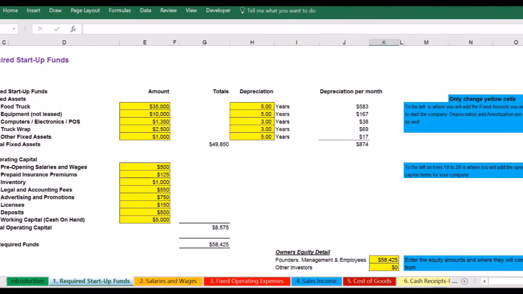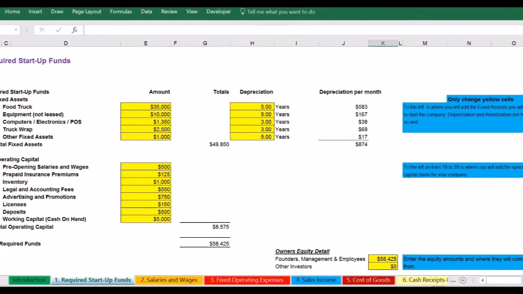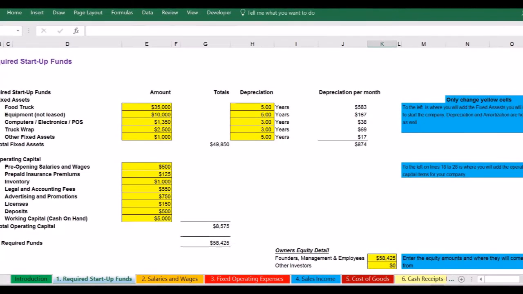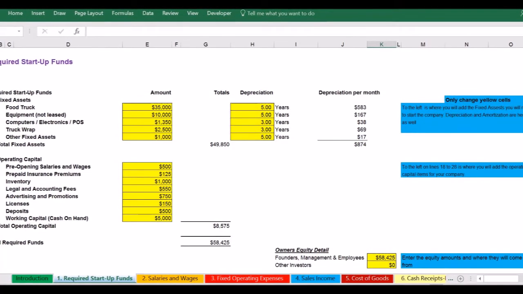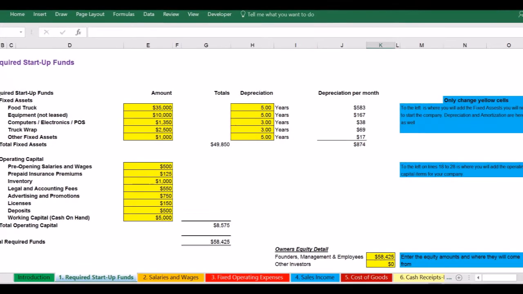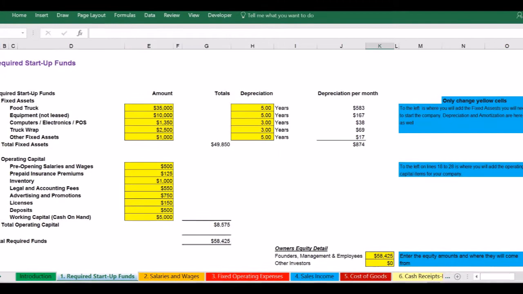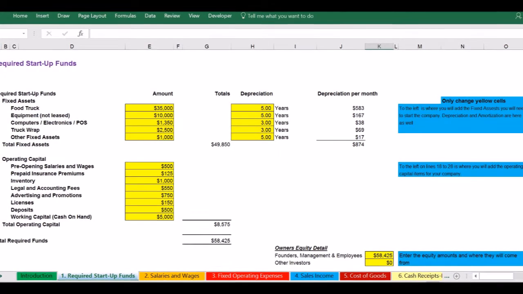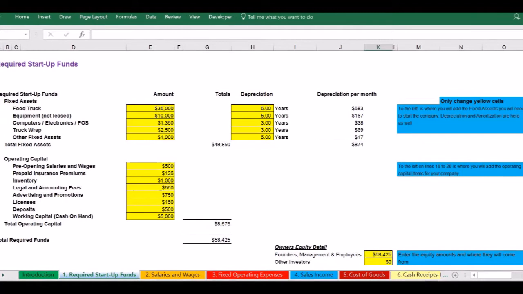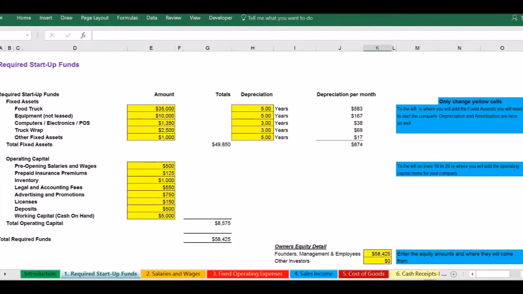There are yellow highlights in K29 and K28, where you will enter the amount that will be invested in the company. If you will be getting a loan, enter that into the yellow cells G34 and G35. Make sure to fill in all your assumptions for interest rates and depreciation in the corresponding yellow cells.